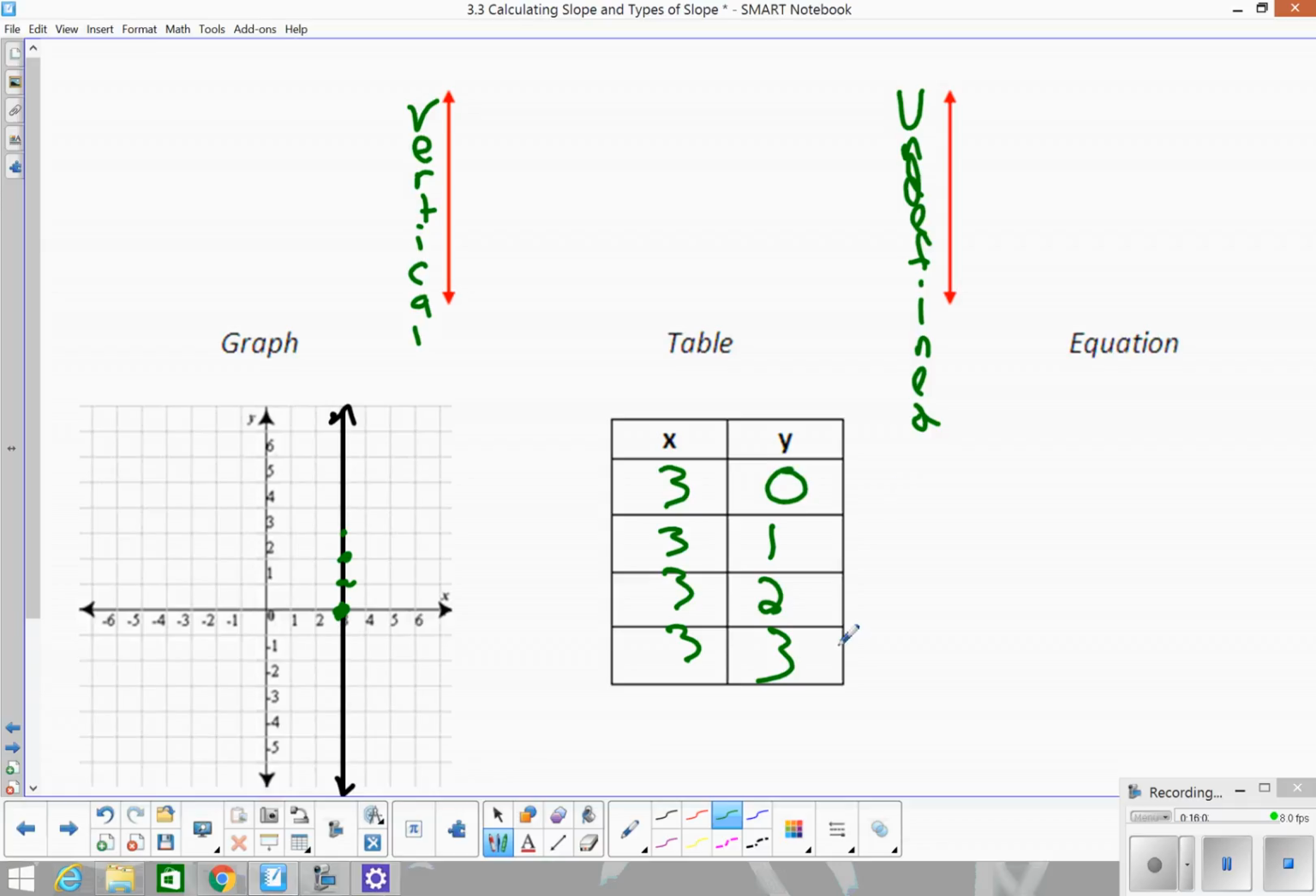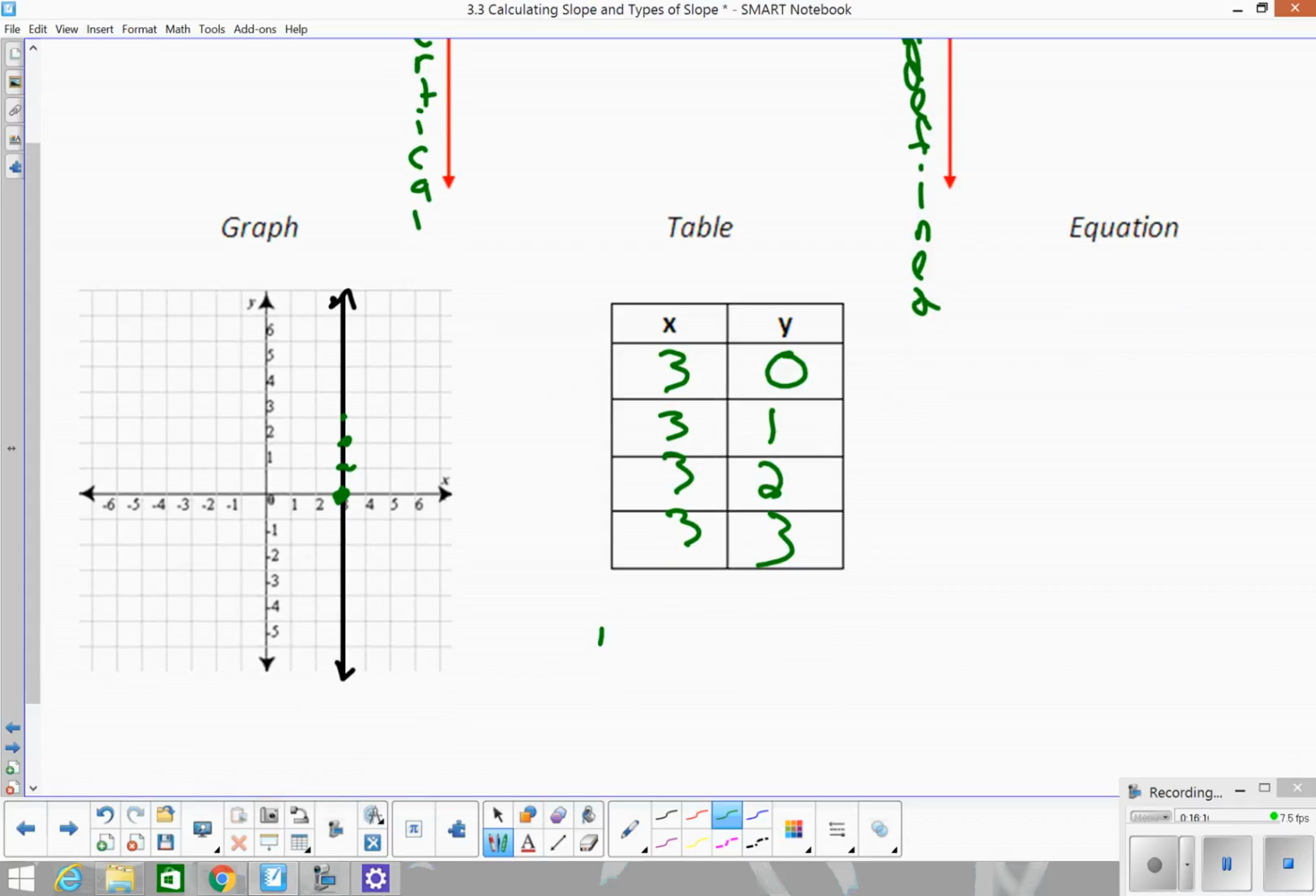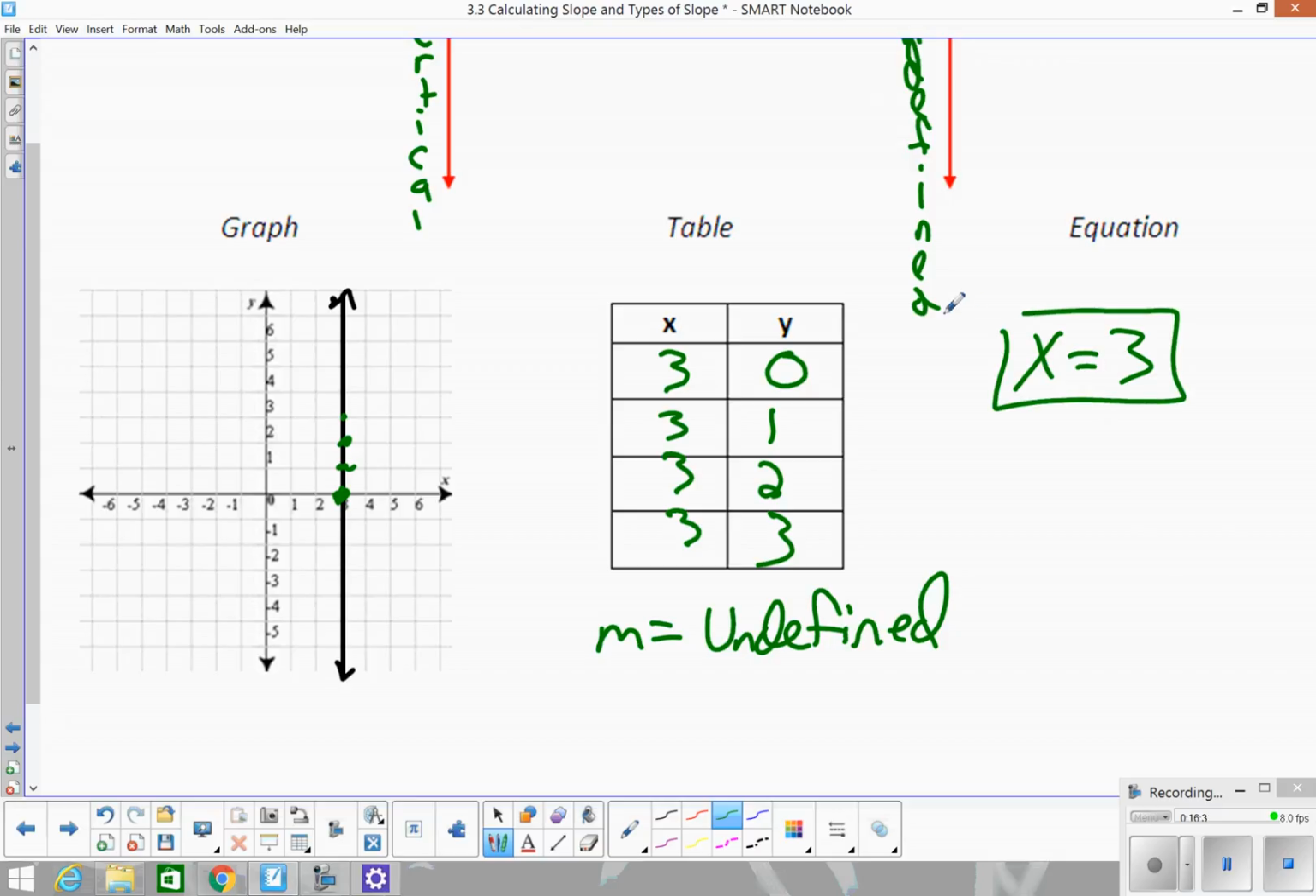You still could say that it's a line, but it does not have a slope, okay? So my slope in this case would be undefined. I can't define it, okay? So now my equation isn't going to be a y equals graph, it's going to be an x equals graph, and it's going to be x equals whatever your x-intercept is. In this case, it's 3. So that would be a vertical line, undefined slope type of equation.